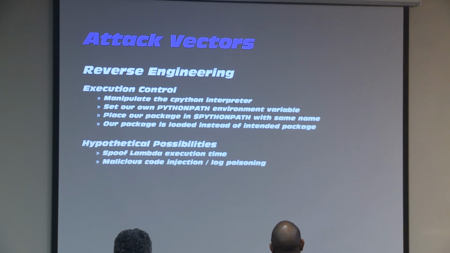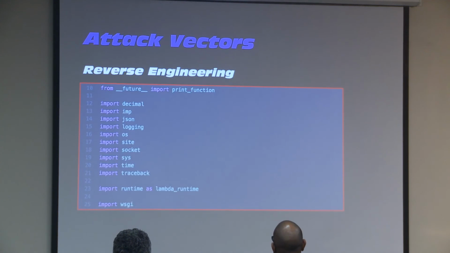So what else? Some of the hypothetical possibilities: spoofing the Lambda runtime. Can we do any sort of malicious code injection, log poisoning? Ultimately, because this is a container, I'd really like to see if we can pop out of the container and hit the ECS cluster, but that's probably a little ways down the road, if possible at all. So basically all we need to do is maybe create our own runtime and import it. They'll have it as Lambda runtime, and we can make our own function calls.